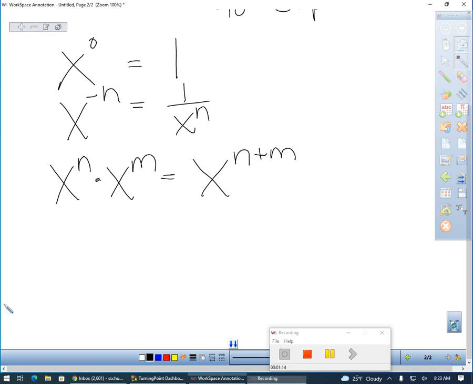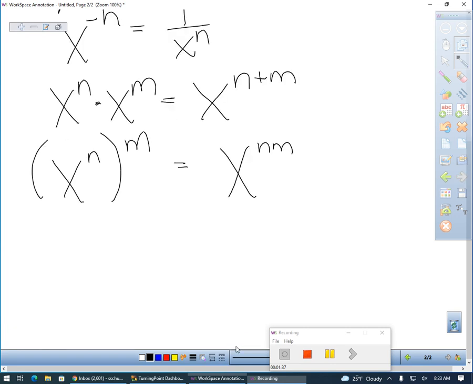So now our new rule today: if I have x to the n raised to the m, we multiply our exponents. So this becomes x to the n times m. We're just going to multiply. So an exponent raised to an exponent, you multiply.